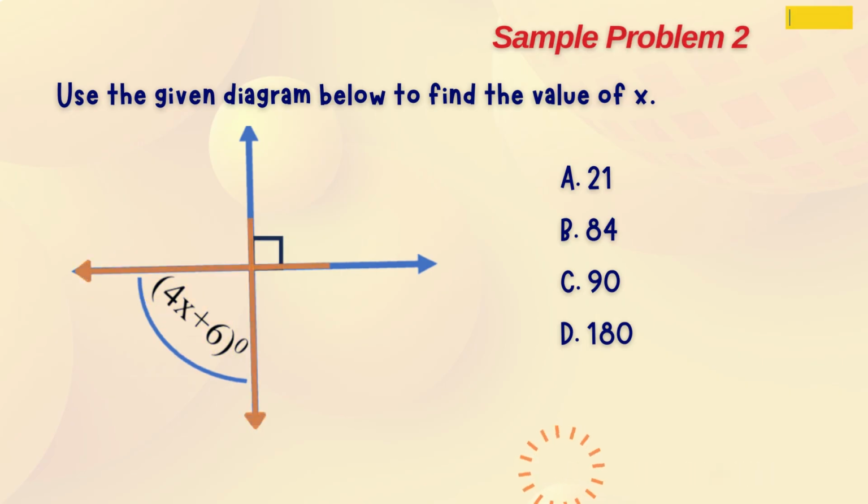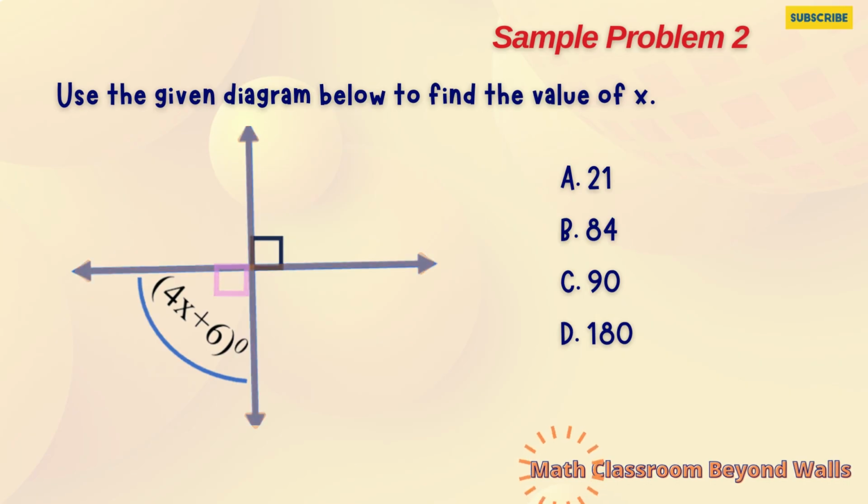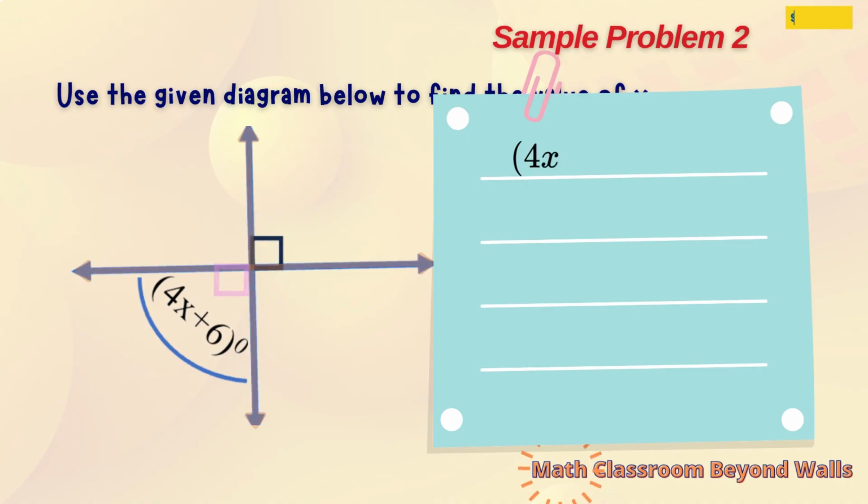Okay, so the diagram tells us that the intersecting lines are perpendicular because of the 90-degree angle measure at their point of intersection shown by the box. Do you see that too, learners? Since the lines are perpendicular, each of the four angles has a measure of 90 degrees. So the angle with the given expression is equal to 90 degrees. Can you follow, learners? That is, 4x plus 6 degrees equals 90 degrees.